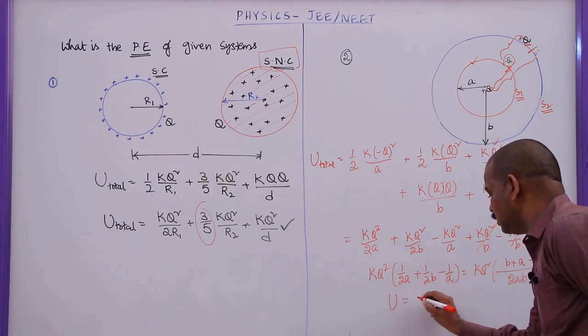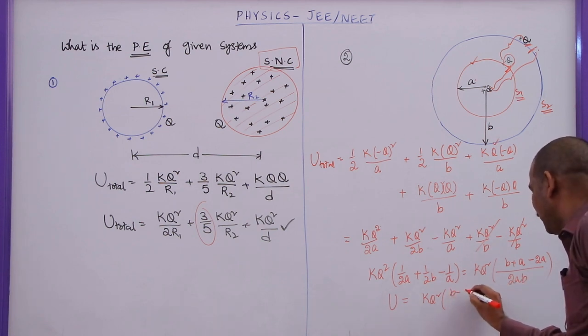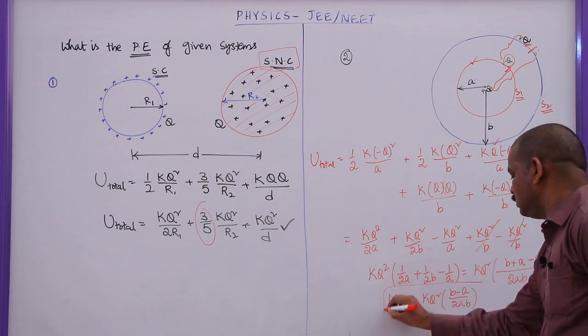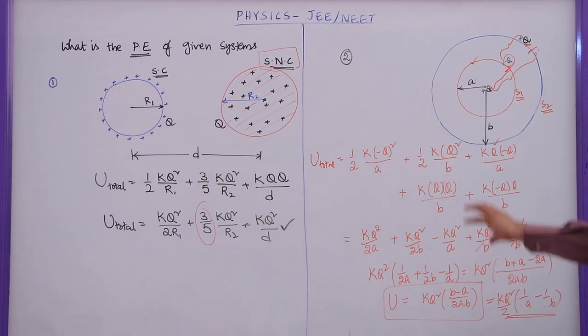So the potential energy is given by kq² into (b minus a) by 2ab. So this is the expression, and you can simplify this further as kq² into, b will be 1 by 2a, the b's cancel, 1 by 2b. Even if you take 2 common here, it will become 1 by a minus 1 by b. So this is the total potential energy of these concentric shells.